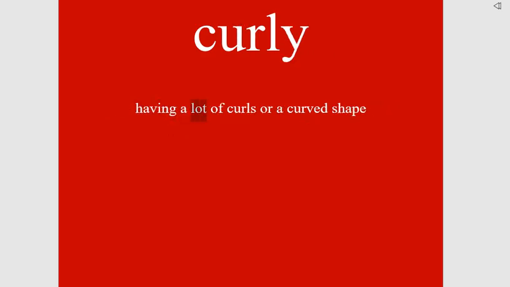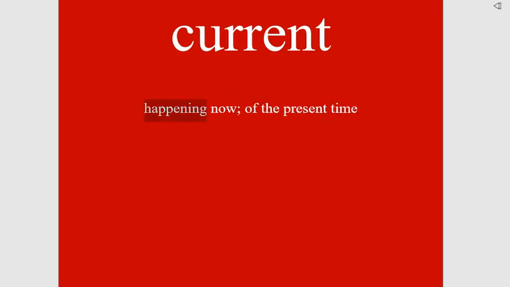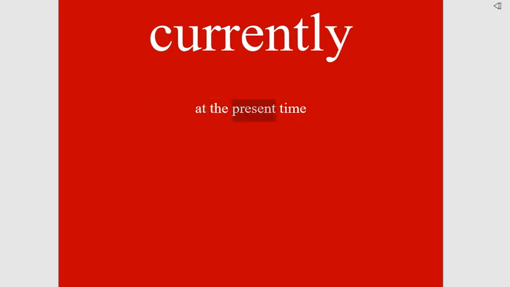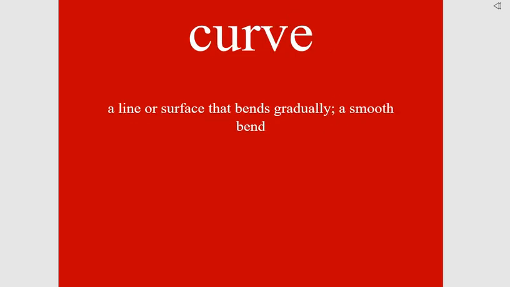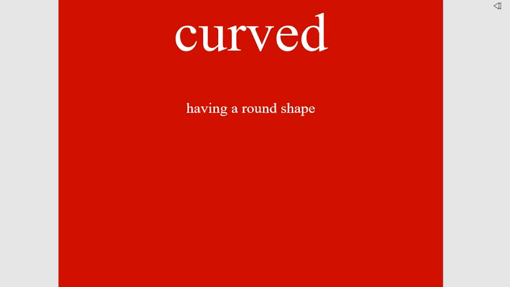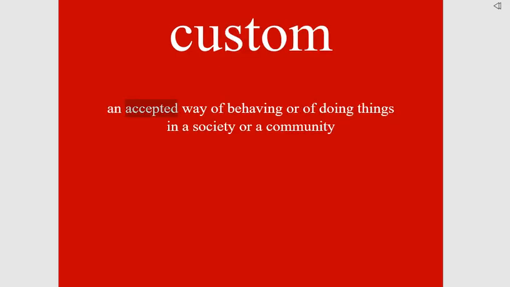Curly. Having a lot of curls or a curved shape. Current. Happening now, of the present time. Currently. At the present time. Curtain. A piece of cloth that is hung to cover a window. Curve. A line or surface that bends gradually, a smooth bend. Curved. Having a round shape. Custom. An accepted way of behaving or of doing things in a society or a community.